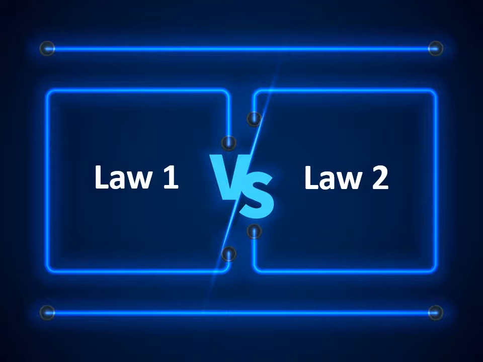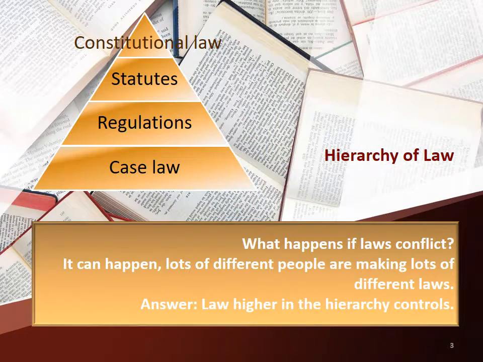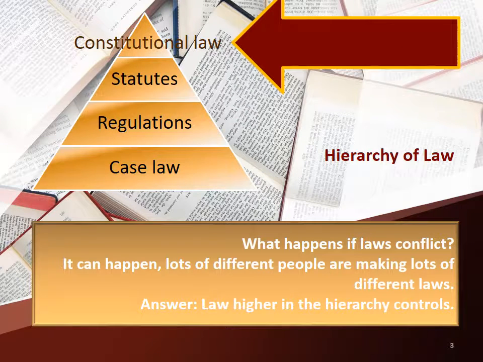What happens if laws conflict? It can happen. Lots of different people are making lots of different laws, particularly over time. The hierarchy of law solves this problem, because if laws conflict, the law higher in the hierarchy controls. That is, notice constitutional law is at the top, and so the constitutional law of whatever jurisdiction you are talking about would control over the statutes in that jurisdiction and the regulations in that jurisdiction and the case law in that jurisdiction that does not deal with a constitution.